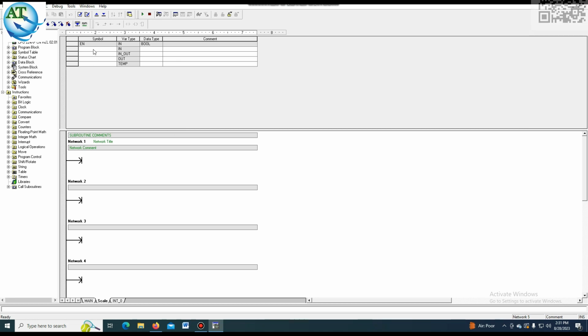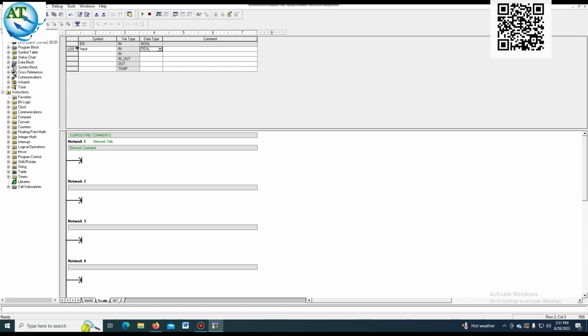Here is the symbol table. First we design the symbols. You know the analog program is a 4-byte system, so it uses an LDD. First we define the scaling symbols, then we make the scale program. First we put the input in the input section. This input is our real value, so we select real. You see it is automatically defined as LD04, which means it is a real value and a 4-byte system.